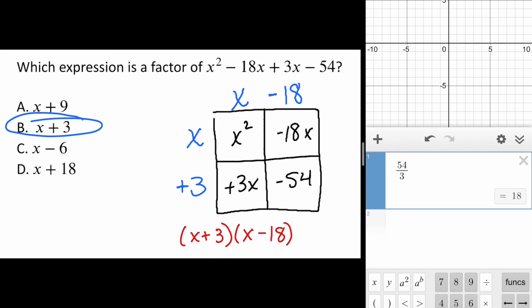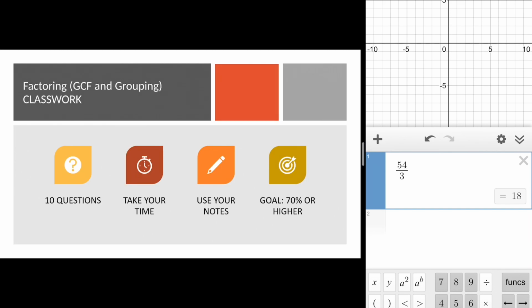Perfect, B. All right, so at this time you can go ahead and get started on the assignment. It is 10 questions with greatest common factor and box method. Take your time, use your notes.